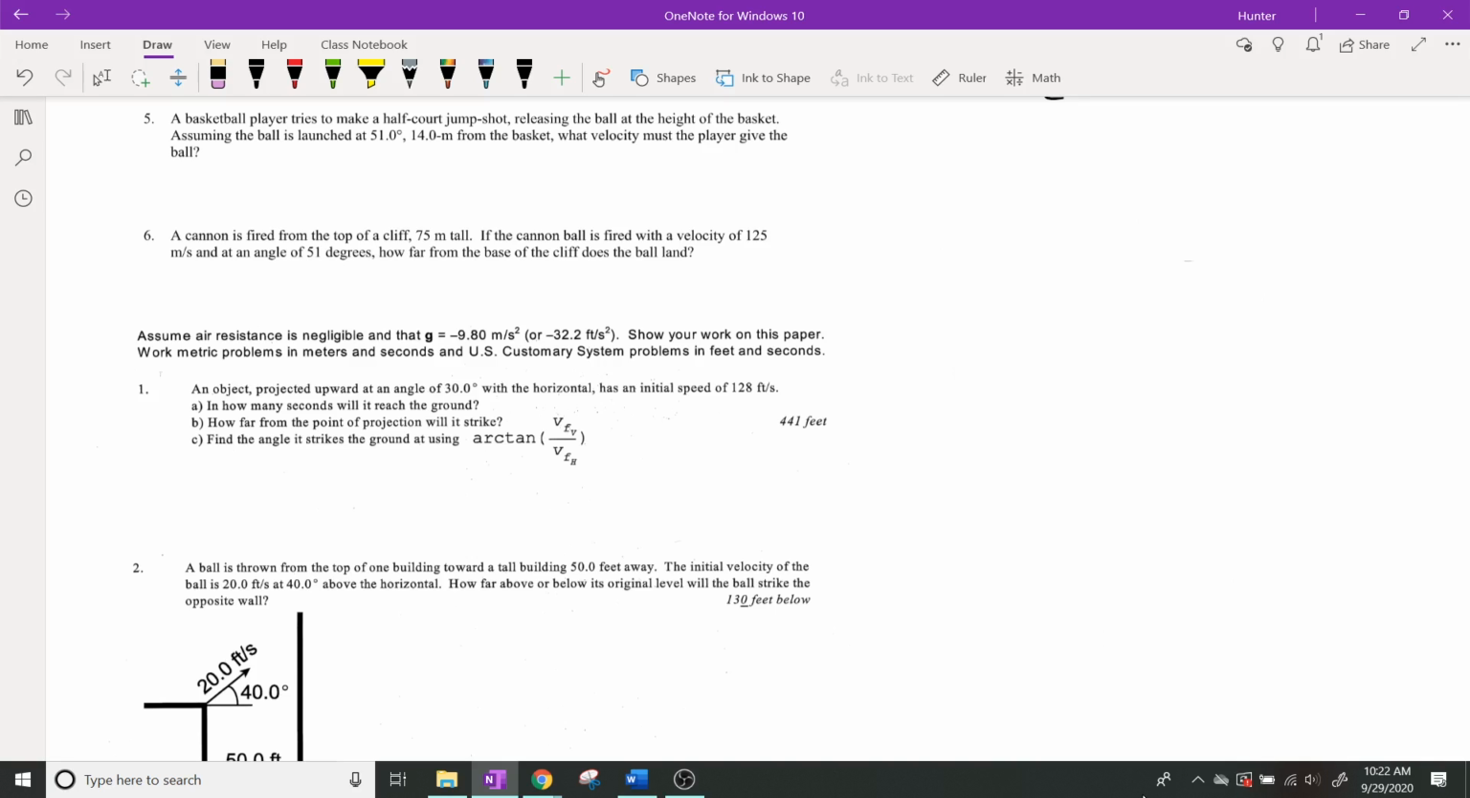An object projected upward at an angle of 30 degrees has an initial speed of 128 feet per second. How many seconds will it reach the ground? How far from the point of projection will it strike? And find the angle it strikes the ground using the arctan. So basically, that's just using trigonometry. I know y'all see arctan and start freaking out, and you're like, "Oh no!" But it's not that bad. It's really not.